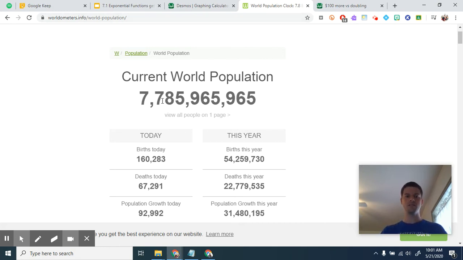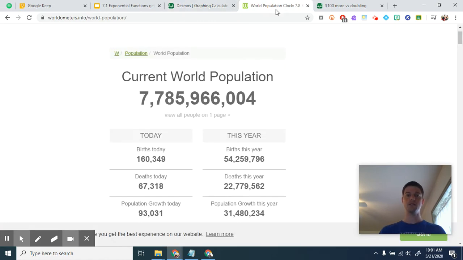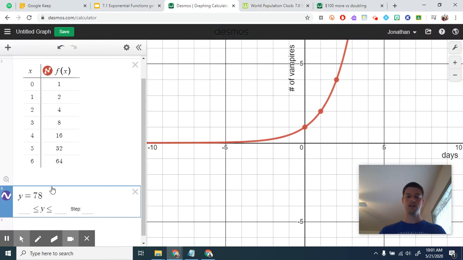So I'm going to round it, say let's say 7.8 million, okay? 780000000. Let's see here. I'm going to type this into y here because that's the population, or the number of vampires. So y equals 7.8. Sorry, did I say million? I meant billion. This is million here. This is billion. So I need 1, 2, 1, 2, 3, 1, 2, 3.